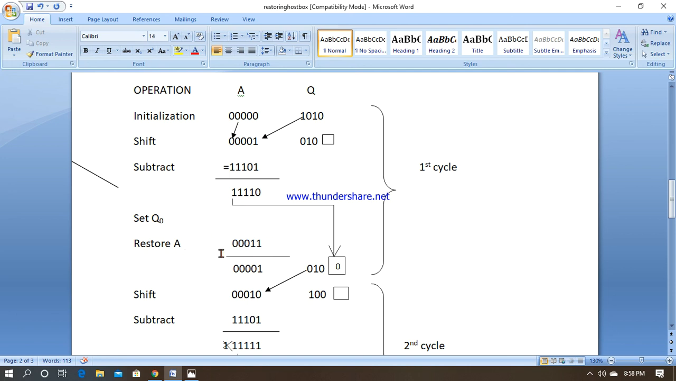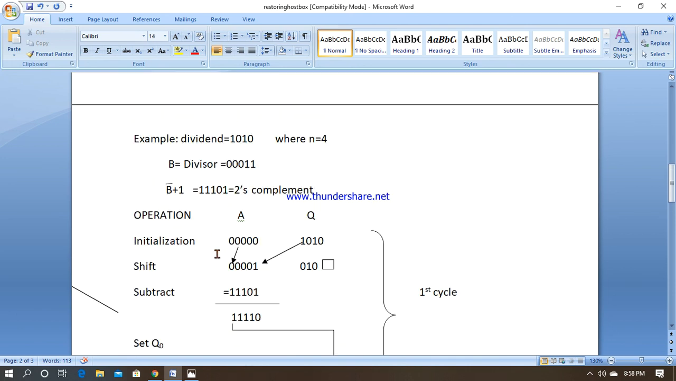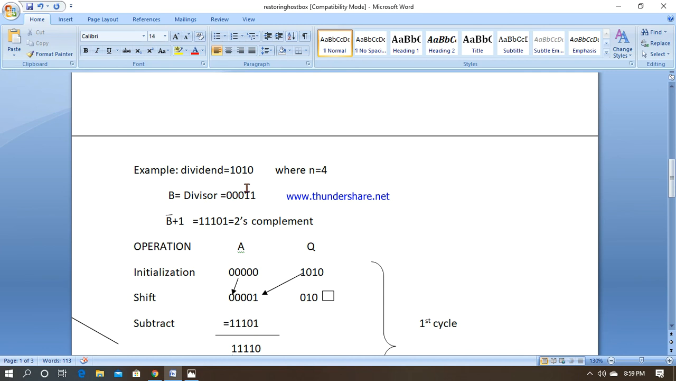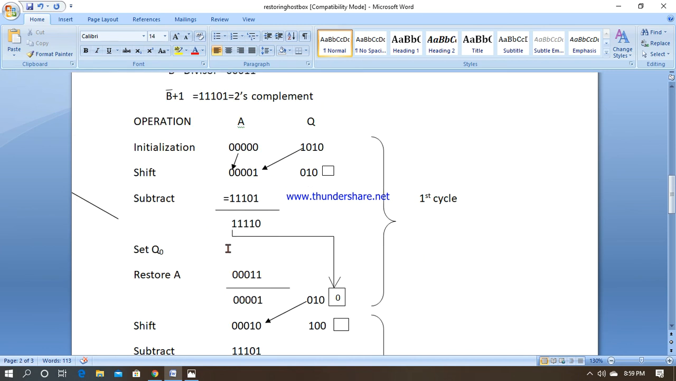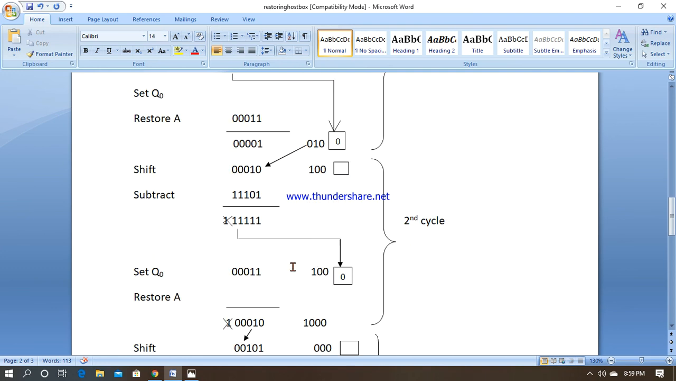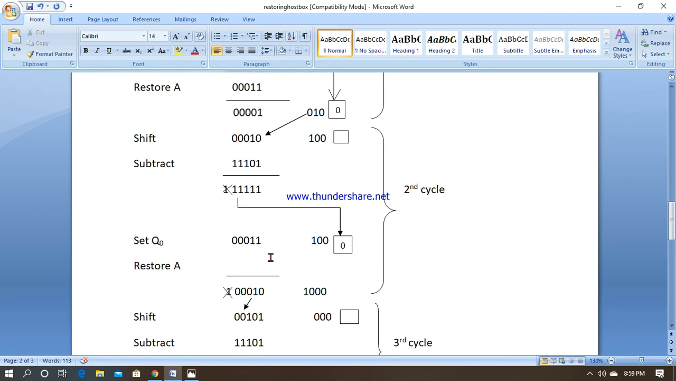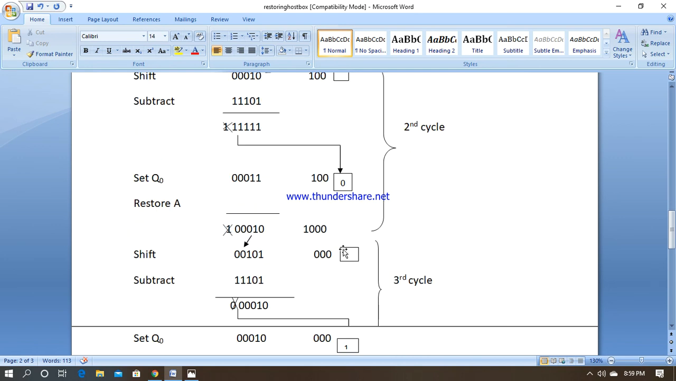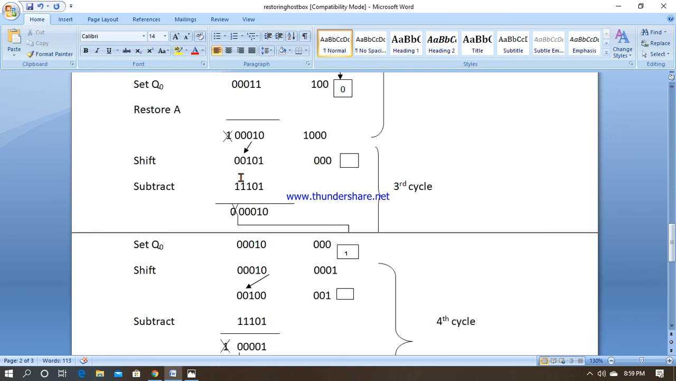To restore the value of A, you can go for addition only. So the addition gives the answer of 0001 followed by 111. So you do the addition, and again shift left, again subtraction, and you complete the second cycle. Again set Q0, restore the value by again going for the addition operation, A plus B. So the addition operation gives 0001, and again set the bit and retain the values here, and again shift left.